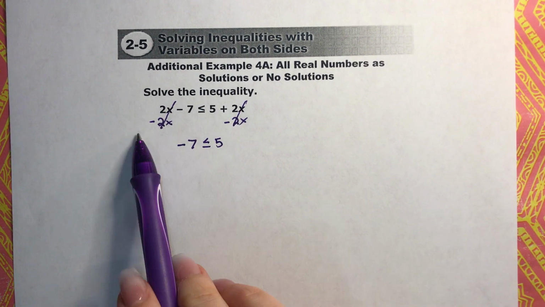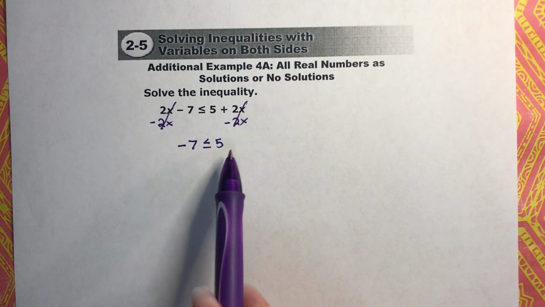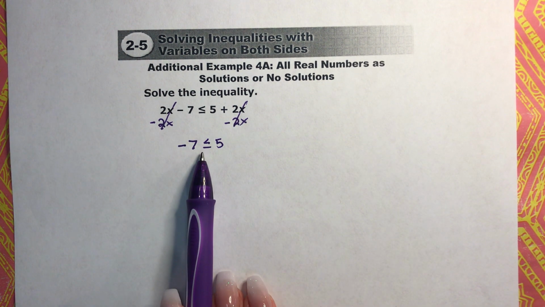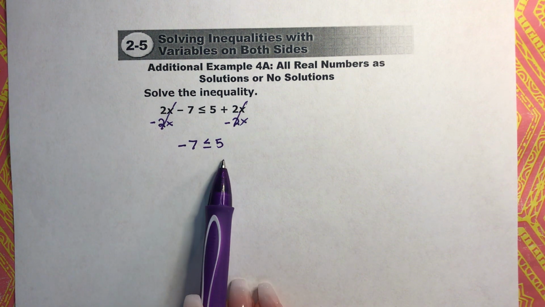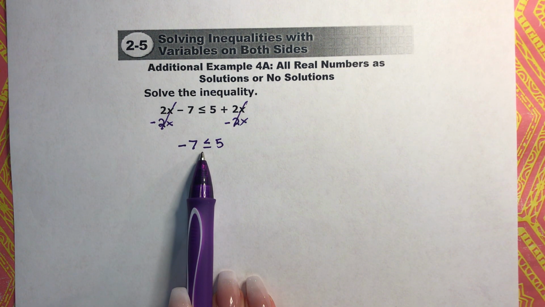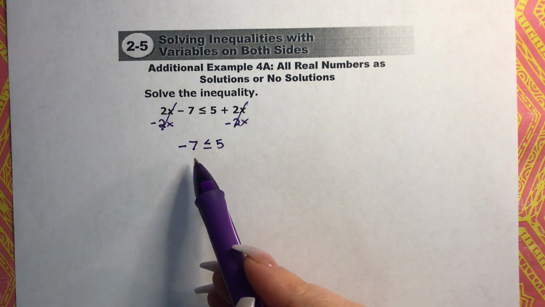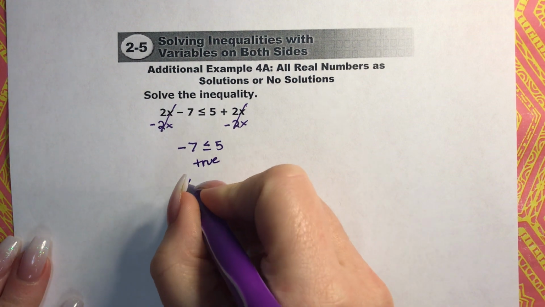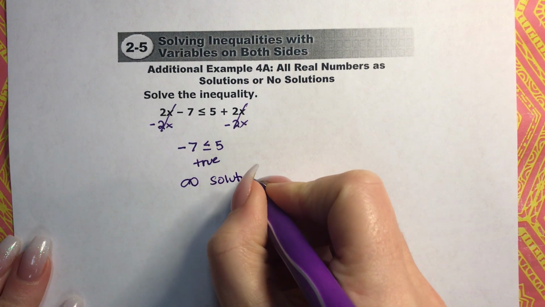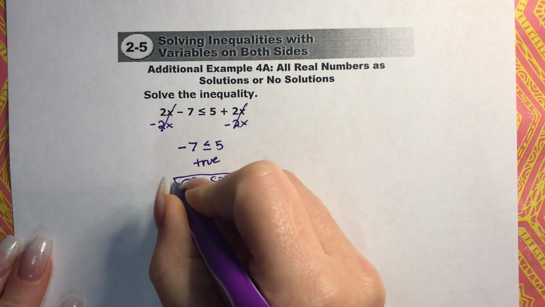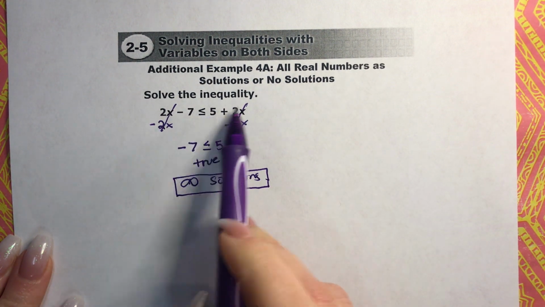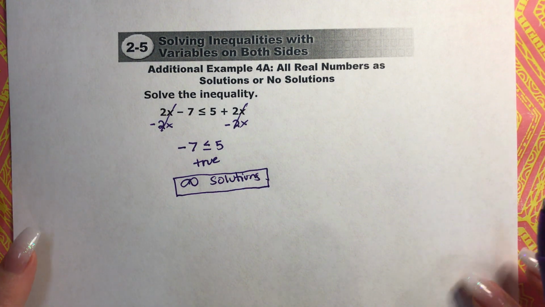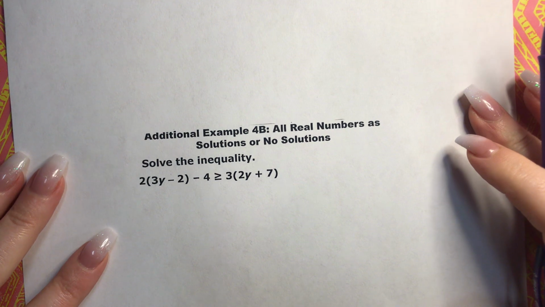What you need to know is when the variables cancel out, you are in the realm of infinite solutions or no solutions, and it really depends on if this statement is a true statement or a false statement. So, is -7 less than or equal to 5? And the answer is yes, it is. So that makes this a true statement. And so the answer is infinite solutions. It doesn't matter what you put in for x in this inequality, you're always going to have a true statement. So that's actually pretty cool. All right, let's look at the next example.